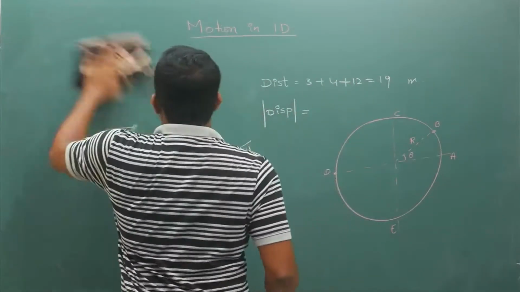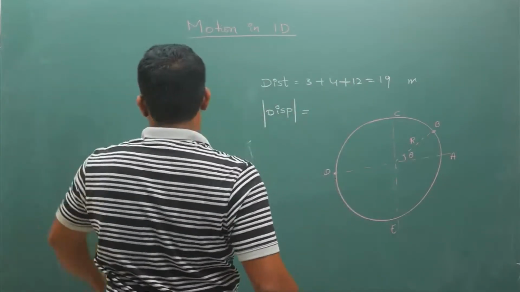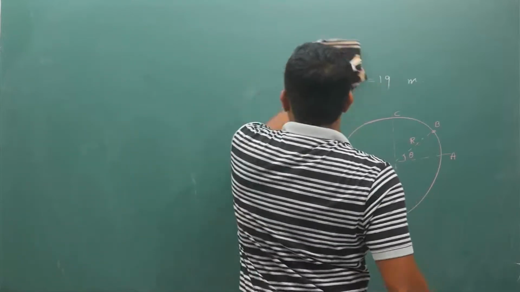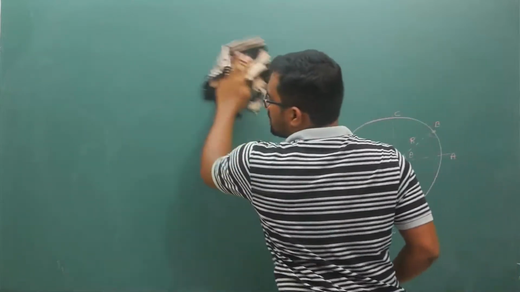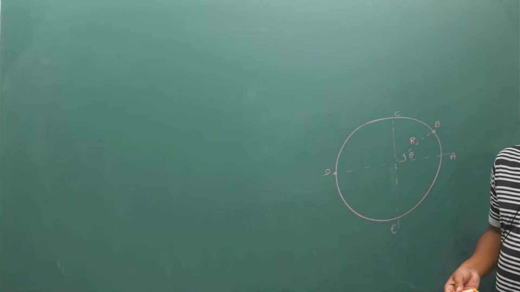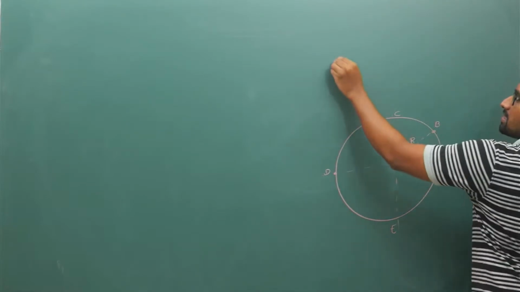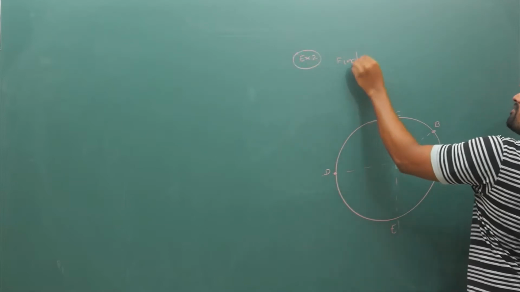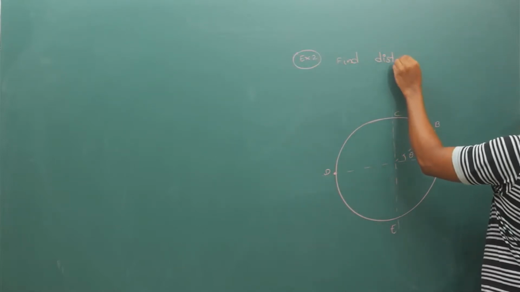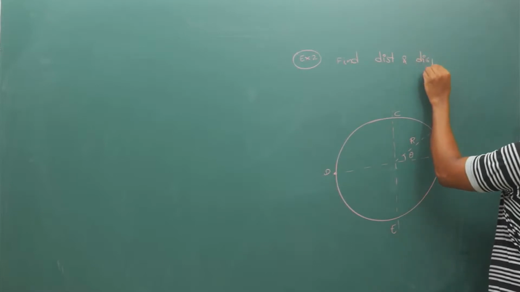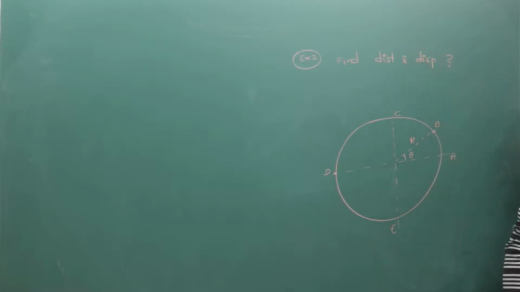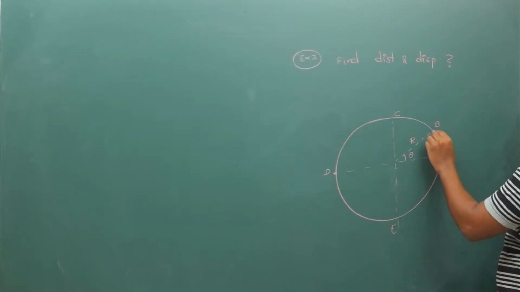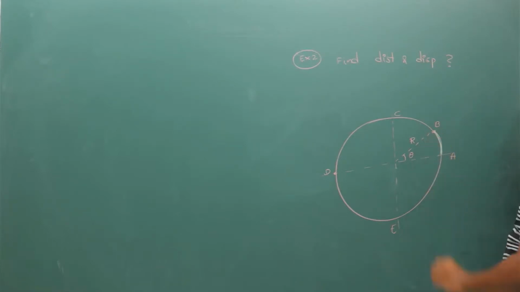When the body goes from A to C, what is the distance and displacement? In each of these cases, you are supposed to calculate your distance and displacement. Okay. Now find distance and displacement. Your second question is, find distance and displacement. That is your question. Okay, right. So now from here to here, you are supposed to calculate your distance and displacement. This angle is theta, radius is R.